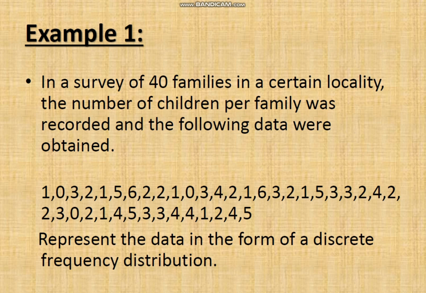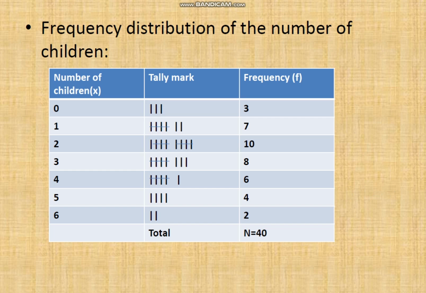This is how the variable has different values, 0 to 6. Let us write x here, one variable x. That x represents the number of children per family. That is your first column, the variable.